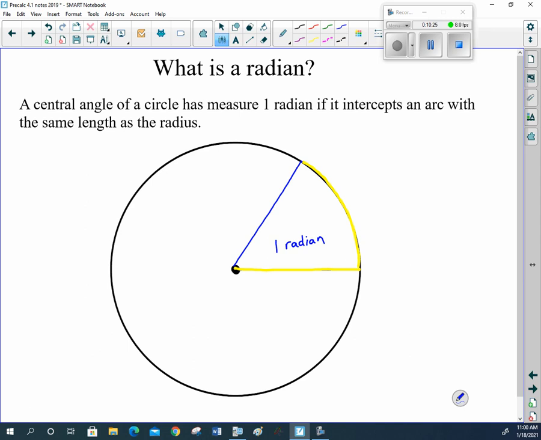In a circle, how many radians do you think would be in a circle if you had to guess? Hopefully some of you are guessing 6.28 radians.